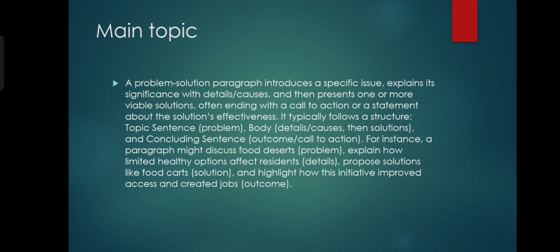Here's the main topic. A problem solution paragraph introduces a specific issue, explains its significance with detail or causes, and then presents one or more viable solutions, often ending with a call to action or a statement about the solution's effectiveness. It typically follows the structure: topic sentence, problem, body details, causes, then solution, and a concluding sentence, often a call to action.